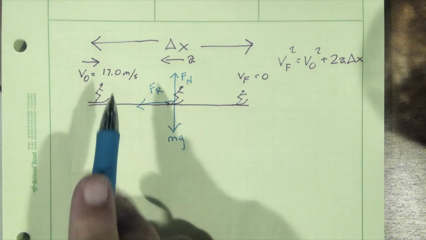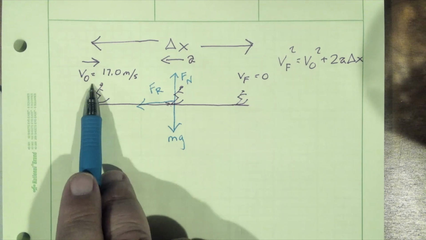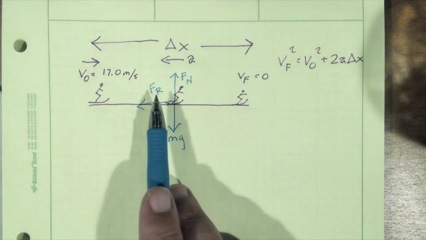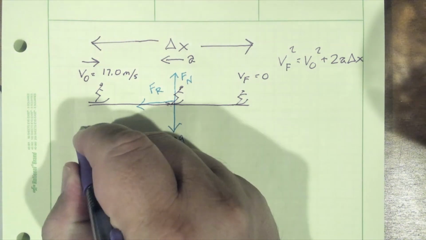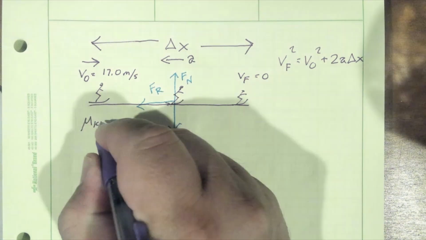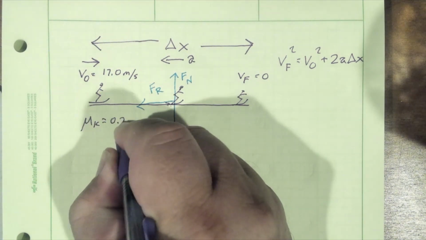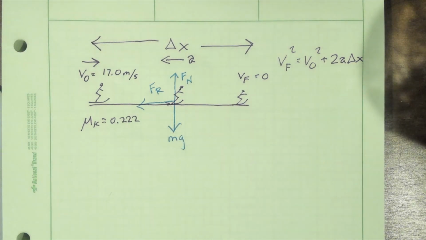Note that since the snowboarder is traveling to the right, that means our friction force is going to be to the left, because the friction force always opposes motion. And we can also make note that the coefficient of kinetic friction is 0.222. So we've drawn a diagram containing all the information we were given and showing the forces acting on an object.